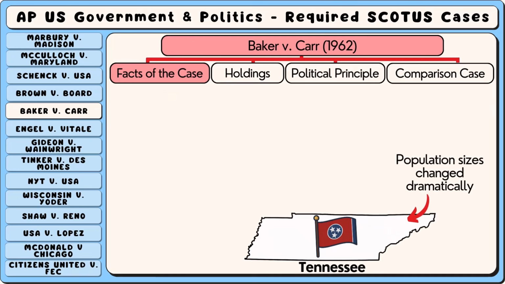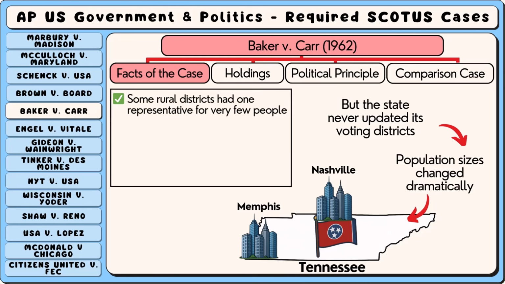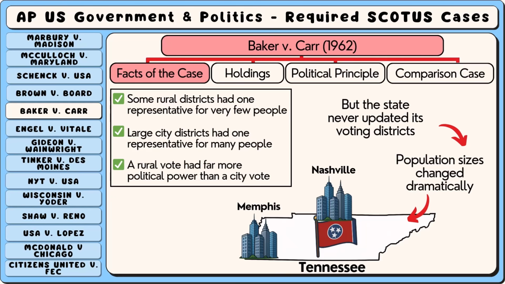In Tennessee, population sizes had changed dramatically over several decades. Cities had grown much larger, but the state never updated its voting districts to match these changes. This meant that some rural districts had one representative for very few people, while large city districts had one representative for many people. As a result, a rural vote had far more political power than a city vote.